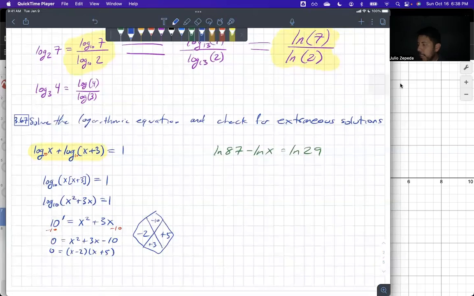And then I get x minus 2 equals 0 or x plus 5 equals 0. So x equals positive 2 if I add 2 to both sides, or x equals negative 5.